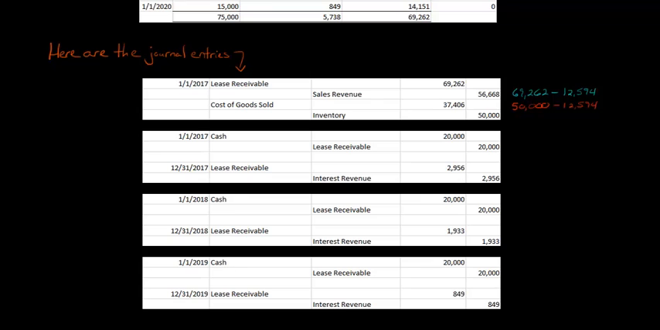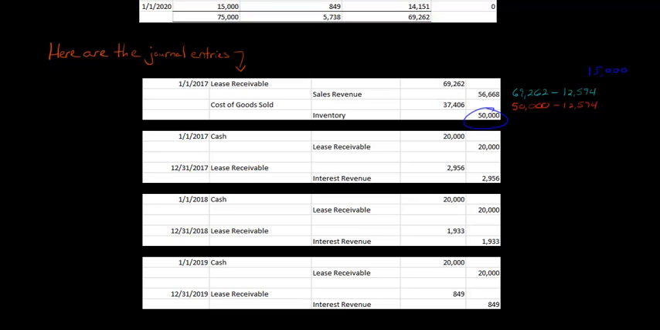We're going to deduct from that the present value of the unguaranteed residual value. So this is the present value of that $15,000, that $12,594. We're going to subtract that from the sale because, again, this was unguaranteed. We really don't know, so we're not going to include it in our sales revenue. Also, we're going to deduct it from our cost of goods sold.